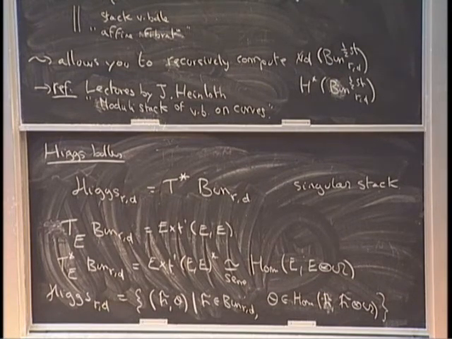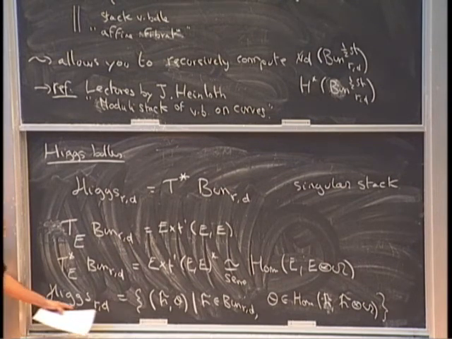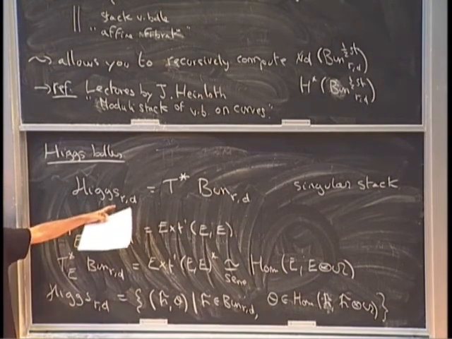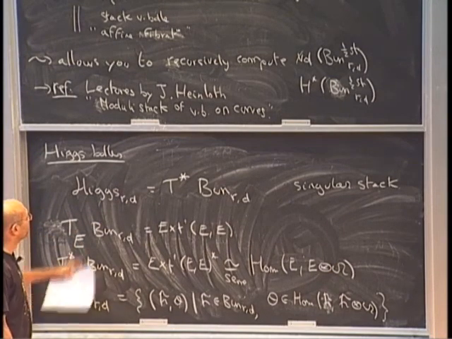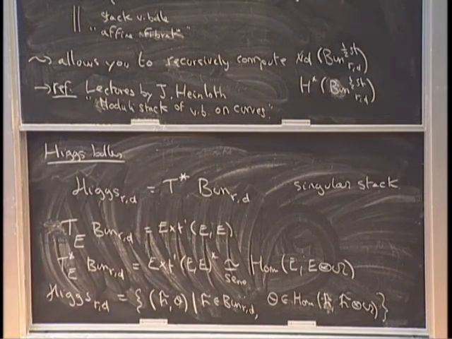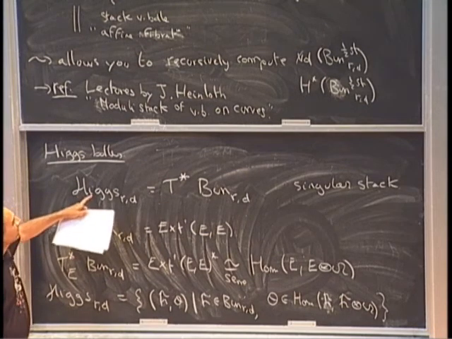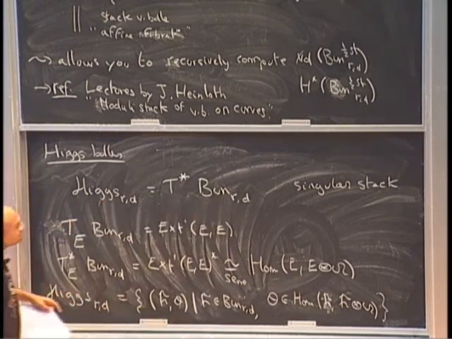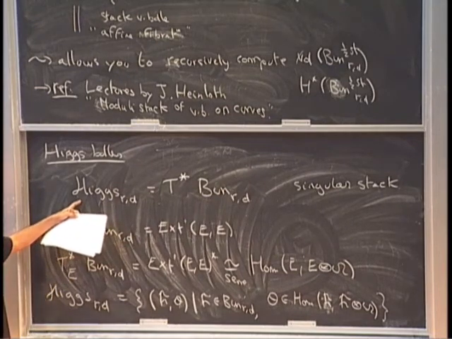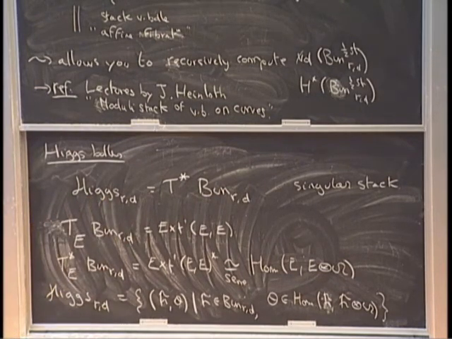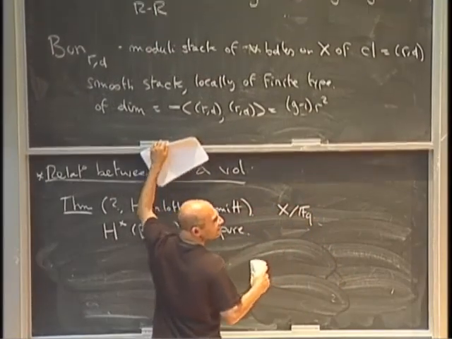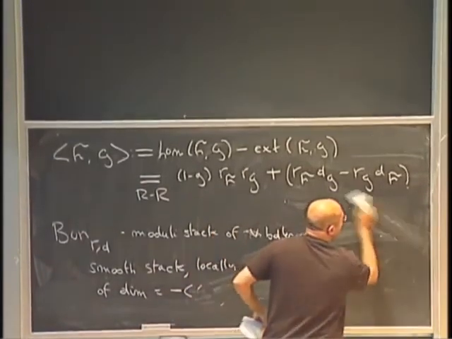So the problem is to compute the number of points, not of this Higgs bundle stack. This is infinite. The number of points in this stack of Higgs bundles is infinite. And the cohomology is also infinite. But you can still define a very nice, even nicer than the moduli space of stable vector bundles, moduli space of stable Higgs bundles. And this has a cohomology. And well, let me write this quickly.